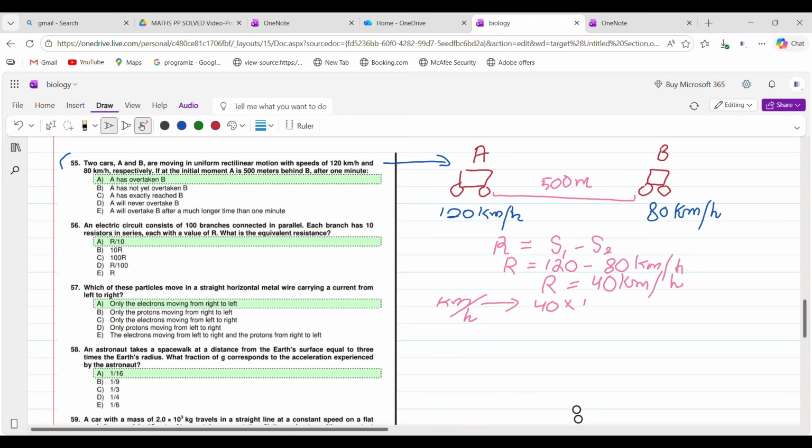and 1 hour has how many seconds? An hour has 60 minutes, and every minute has 60 seconds. So 60 into 60 is 3,600. You have gotten 3,600 here. Now you just need to simplify it. And simplification is a very easy thing that I really like.